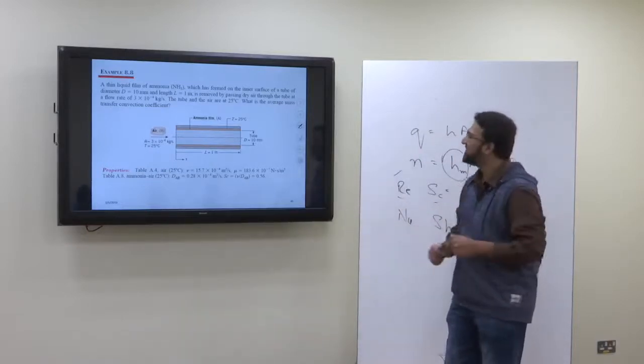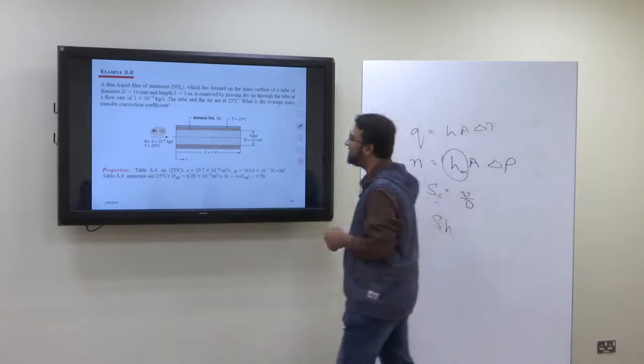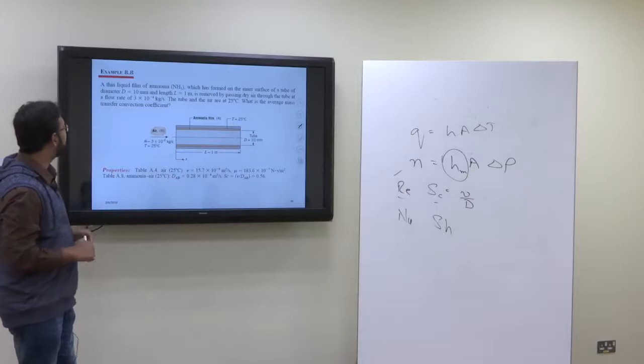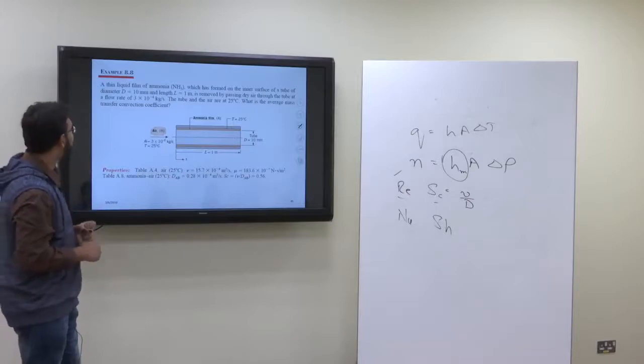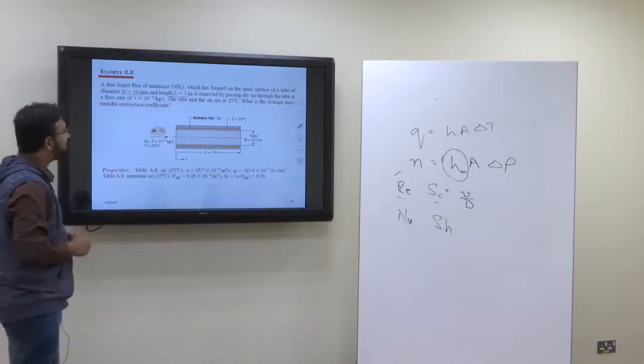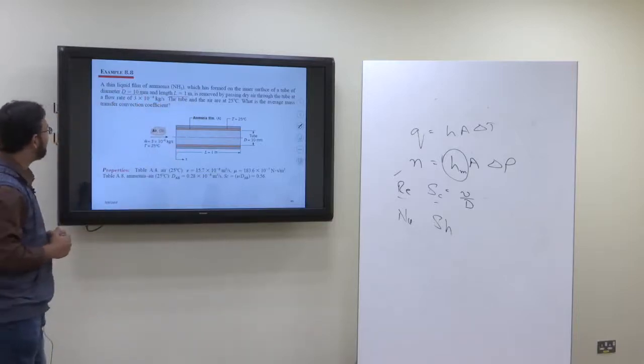We'll see. Okay, a thin liquid film of ammonia, which is formed on the inner surface of a tube of diameter 10 millimeter and length 1 meter, is removed by passing dry air through the tube at a flow rate of 3 × 10^-4 kg per second.